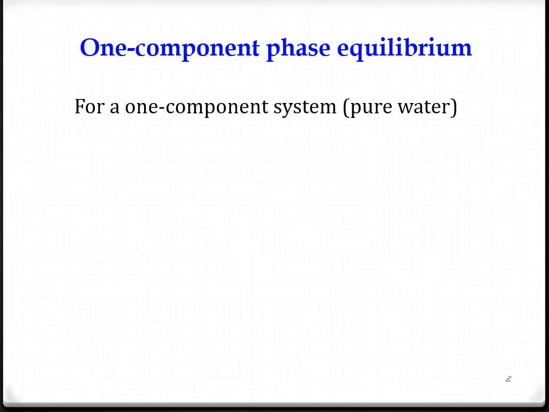Let's have a look at the one component system. For a one component system, we're going to look at the phase diagram of water and the phase diagram of carbon dioxide. Okay, so we understand one component system using the formula for degree of freedom: F equals one component minus P plus 2.